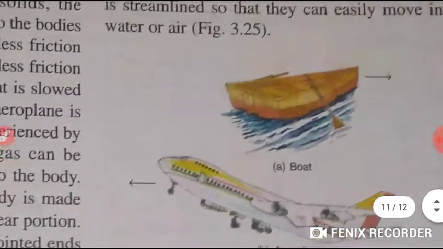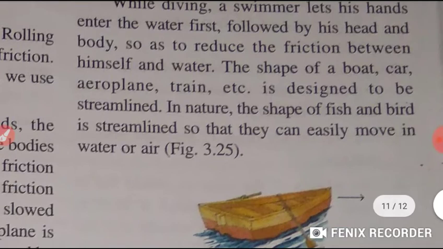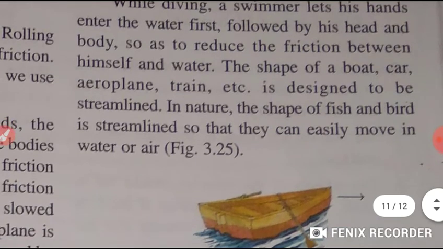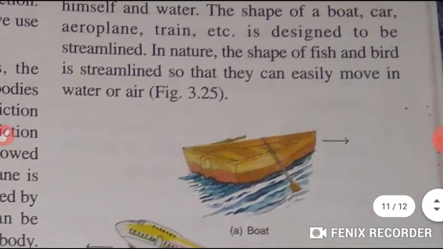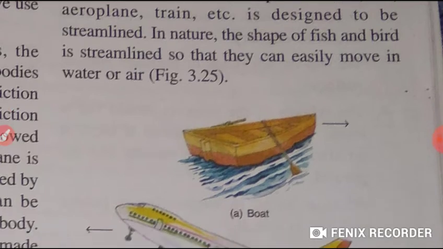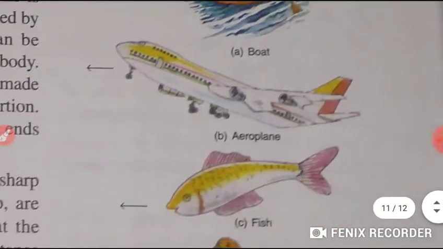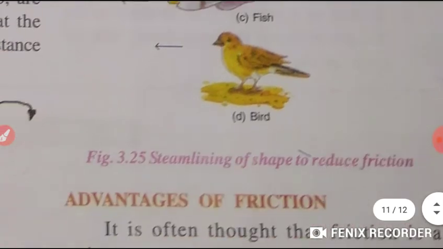So students, likewise, while diving, a swimmer lets his hand enter the water first, followed by his head and the body, so as to reduce the friction between him and the water. The shape of the boat, car, aeroplane, train, etc. is designed to be streamlined. In nature, the shape of fish and birds is streamlined so that they can move easily in water or in air. Okay, like this. This is the shape of streamline, pointed ends.